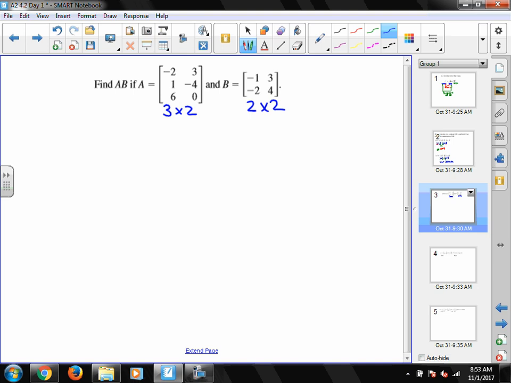So since our middle two numbers are the same, 2 and 2, we can multiply, and we know that we should end up with a 3 by 2 matrix at the end. So I'm just going to copy down A and B here.